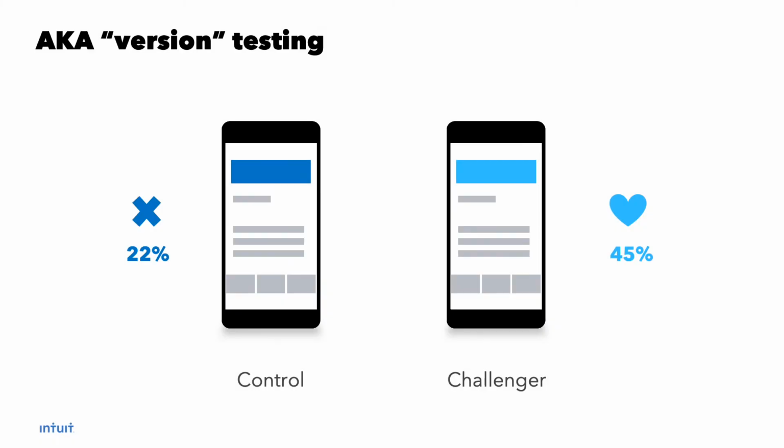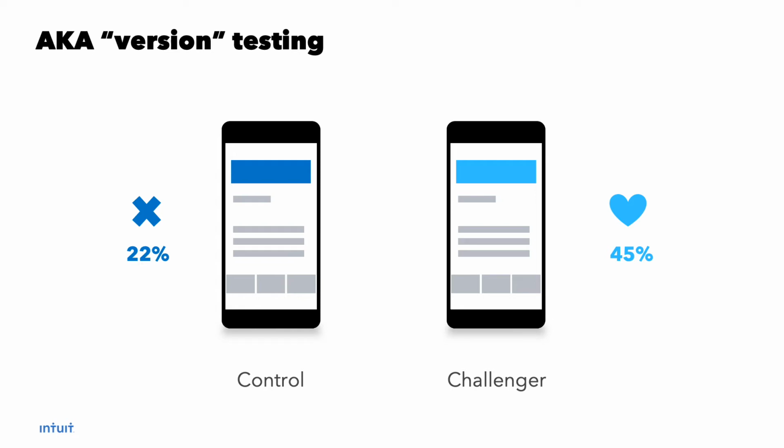A/B testing is also called version testing. That's because you have two versions of your content where you isolate small variables and challenge them head to head. So, for example, you could be running two versions of a headline or two versions of a CTA and putting them against each other in the test.